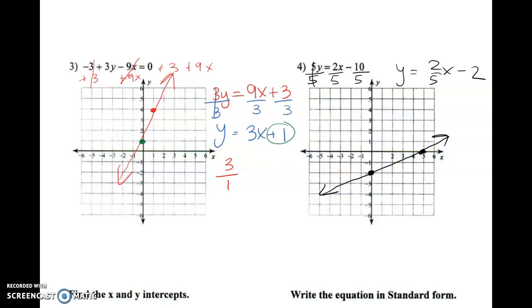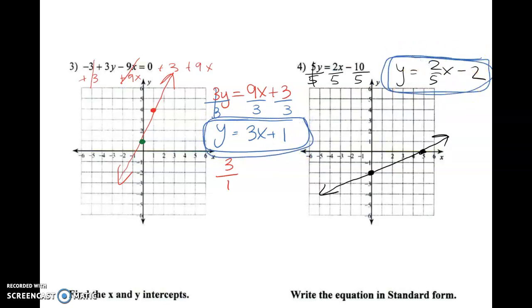Remember that there are two parts to this question. The first part is to write it in slope-intercept form, and the second part is to graph it. Make sure you do both parts.